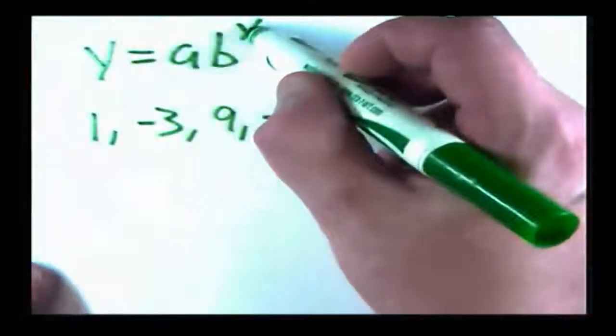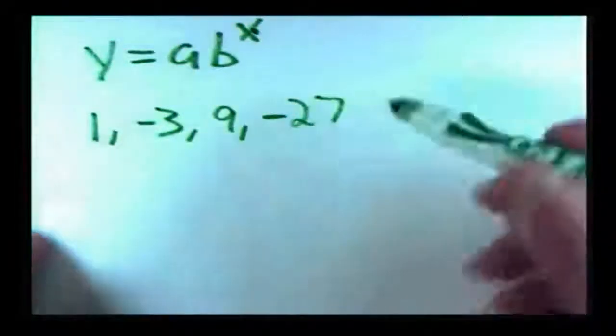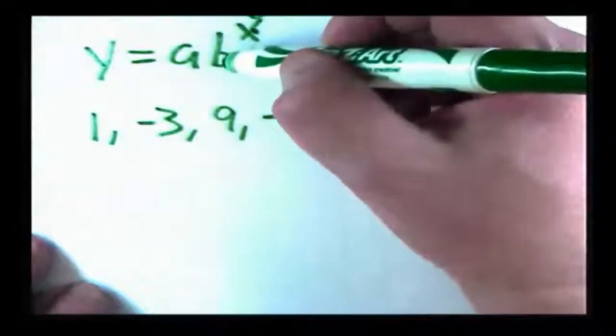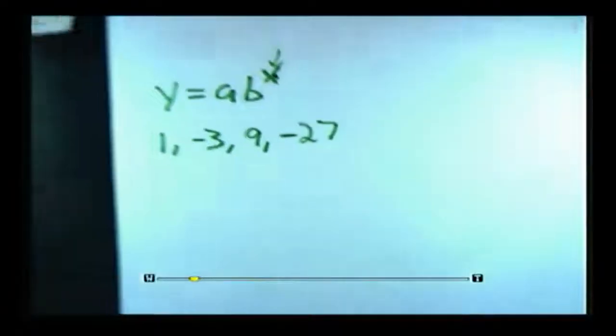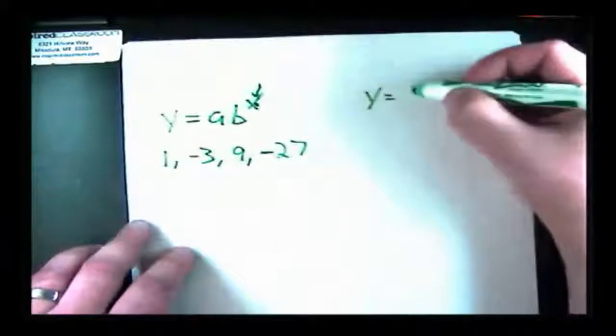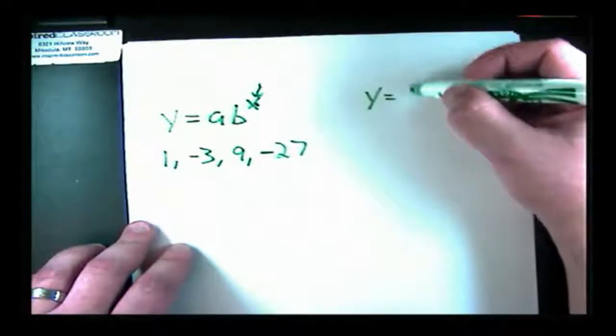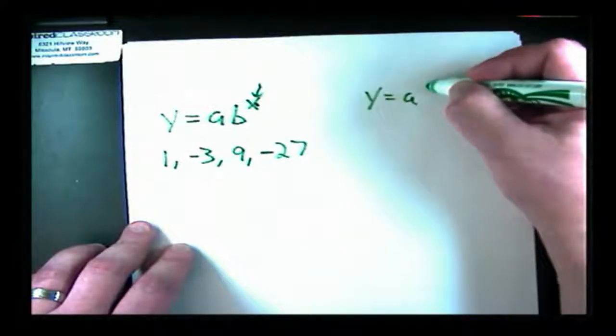So what is the pattern? If x is 0, and it always starts at 0, okay? Sequences always start at 0. So if we say this is 0, then b to the 0 is going to be 1, because anything to the 0 power is 1. So we're starting at x equals 0, so we have y equals a b to the 0.